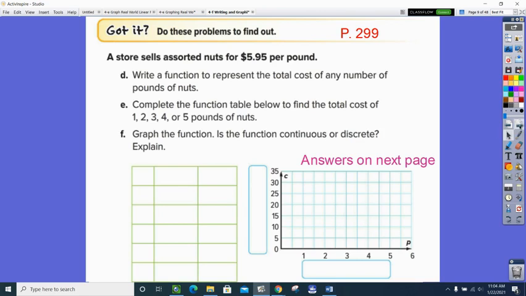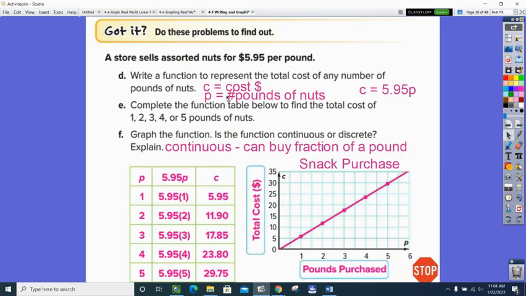Okay, guys, so here is the answer key. I used the C and the P, I think, because the answer key had C and P. So basically, C is your Y, the cost in dollars. P is the pounds of nuts, which would be X. So this is your Y and that's your X. And it doesn't matter what variables you use as long as they match appropriately. So the Y, the dependent variable, in this case C, would be your cost in dollars. The input variable, which the book uses as P, would be maybe X, and that's the number of pounds of nuts.